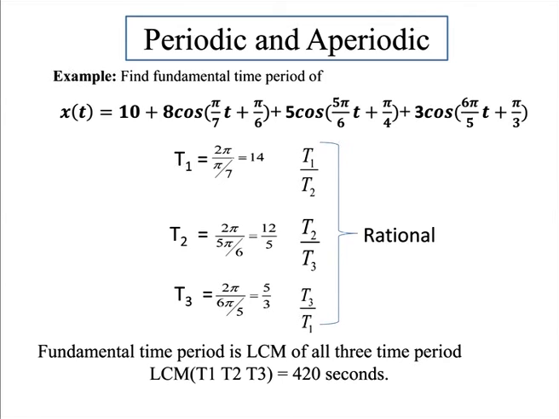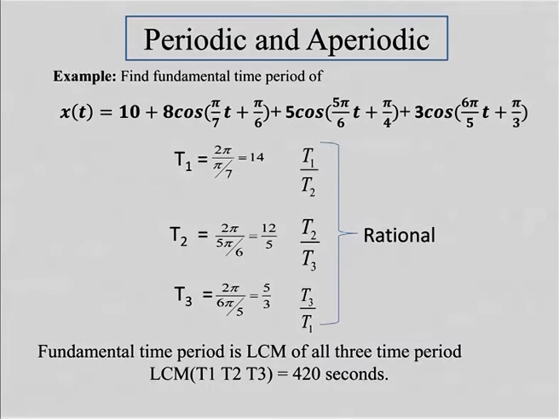We can easily see in the given example, x t is equal to 10 plus 8 cos pi by 7 t plus pi by 6 plus 5 cos pi by 6 t plus pi by 4 plus 3 cos 6 pi by 5 t plus pi by 3. Here, the first component, 10, is DC, so there is no period; this is a constant. The second one, we are mentioning as period t1: 2 pi by omega, 2 pi by pi by 7 is 14. t2 is 2 pi by pi by 6, which is 12. Then t3 is 2 pi divided by 6 pi by 5, which is 5 by 3. So, overall the LCM of all three will be 420. So, the period will be 420.